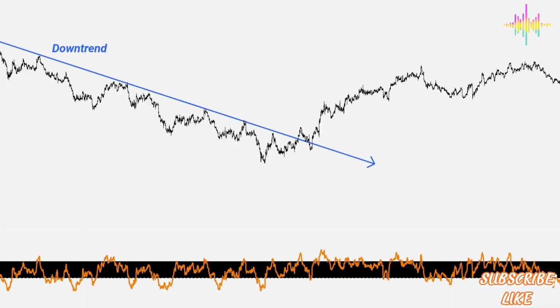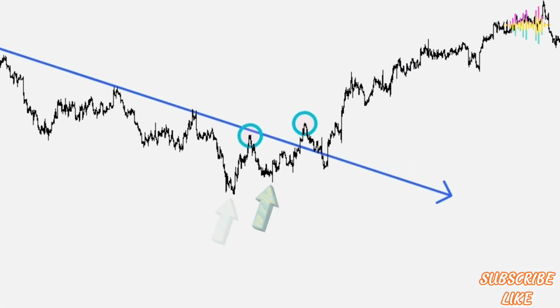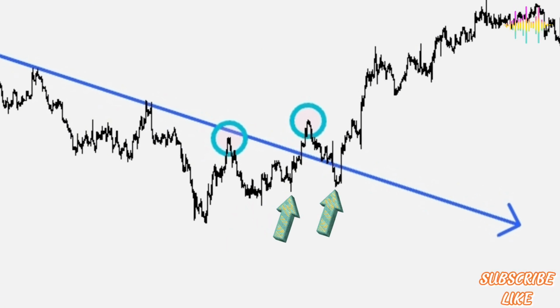We see a very clear and long-term downtrend on the screen. Pay attention to the point where the trend line is broken. First, the price starts to make higher lows before the falling trend line is broken. After that, it closes by violating the trend line upward.